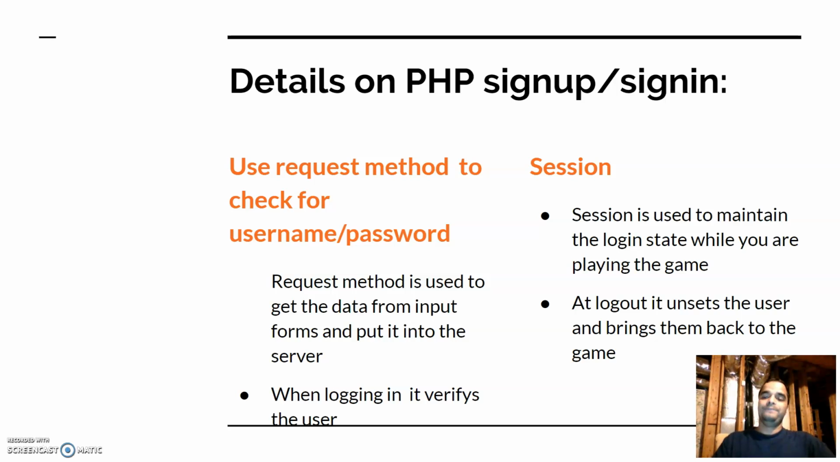If you see in the text file, it will run. If the user isn't found, it will say invalid username and password. So that's how we created it. We use the request method to check for the username and password. The request method is used to get data from the input form and put it onto the server. When logged in, it will verify the user. The session is used to maintain the login state while we are playing the game. The logout unsets the user and brings them back to the game.